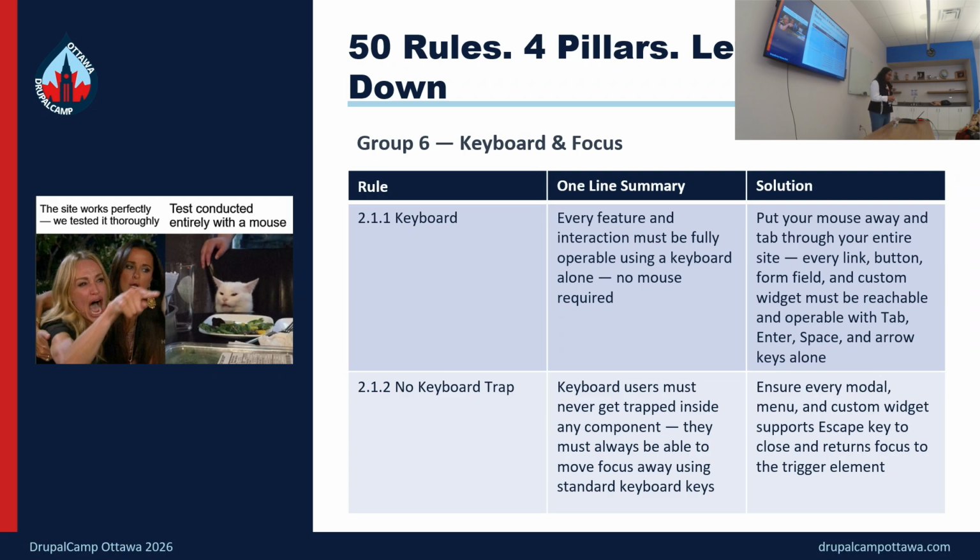Rule number 2.1.1, that is keyboard. Every feature and interaction must be fully operable using the keyboard only. No mouse required. For that, you just need to unplug your mouse, disconnect it, and test the site via your keyboard. If you're not stuck somewhere, you're good to go. The site is accessible for the keyboard rule. If not, you need to work on that. The solution, like I said: every link, button, form field, and custom widget, if you're adding any custom JS widget, must all respect the keyboard rule.